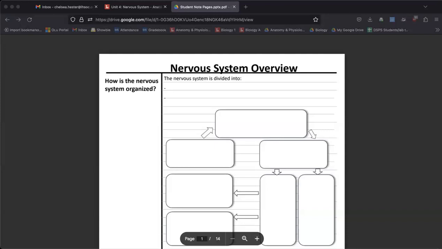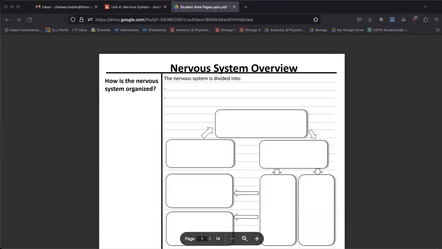And then the peripheral nervous system, also known as your PNS, consists of the other nerves, such as your cranial nerves and your spinal nerves. Your cranial nerves originate in the brain, right? Cranial, we learned that in both Unit 1 and skeletal, right? Cranium, cranial, think brain. And then spinal nerves, right? Spinal cord.